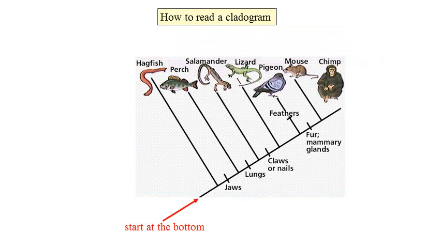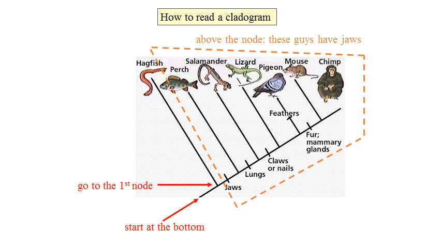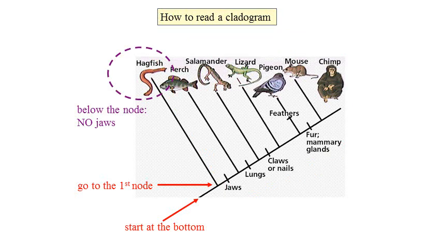When we look at a cladogram, which is this kind of diagram, we start at the bottom and work our way up to what we call the node, and we identify the node with a particular trait. In this first example, we have jaws, and remember, we're looking at eight different organisms and comparing them to see who's most closely related to whom. And what we see is that all of the organisms above the node have jaws, but below the node, this hagfish doesn't have a jaw. So that tells us that all the organisms above the node are more closely related to each other than they are to the hagfish.